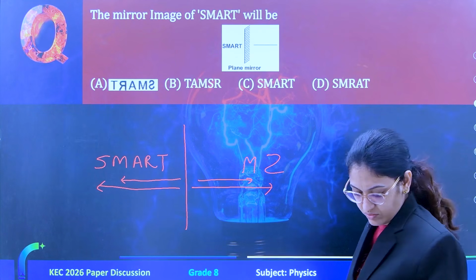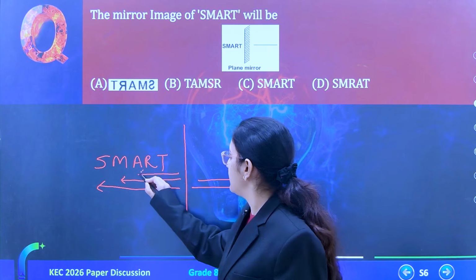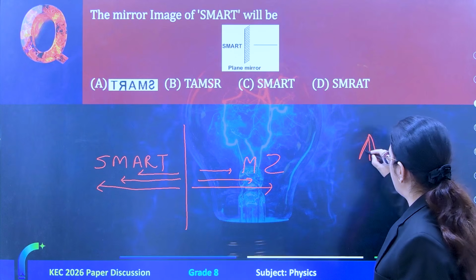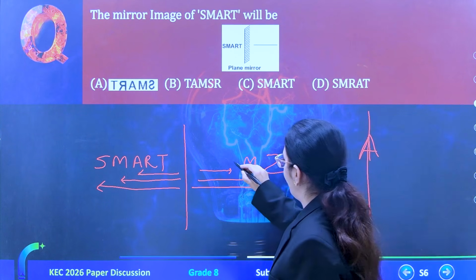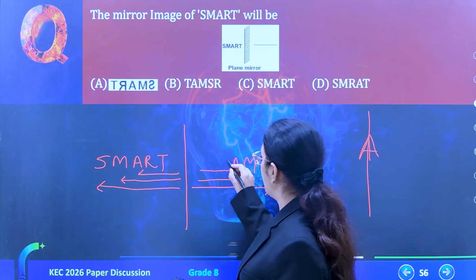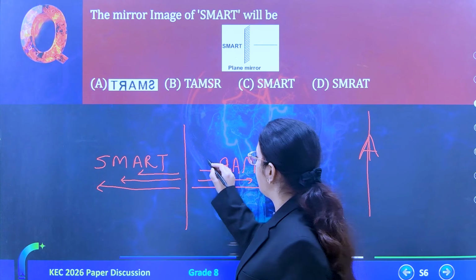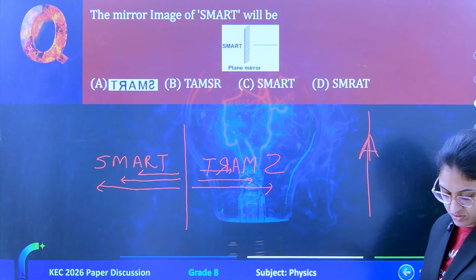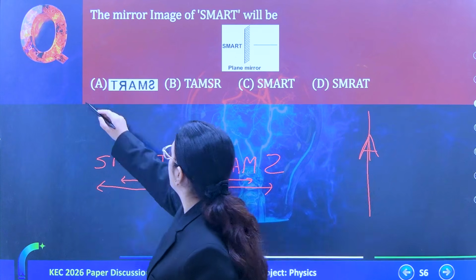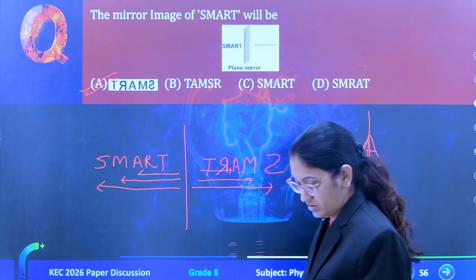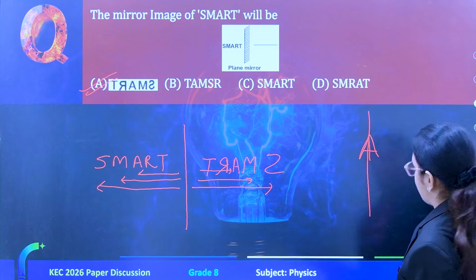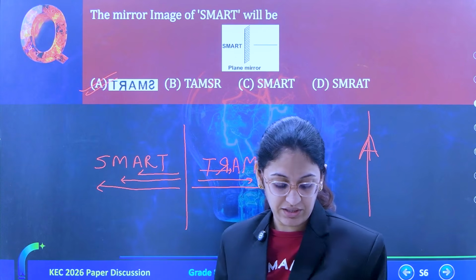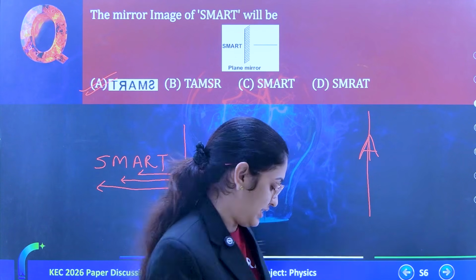Okay. Now A is here. So its image should be here. For A, left side and right side are same. So A will be same. Similarly R has lateral inversion and T is same. So which option? A. It is already marked. Can we go to the next question? Yes. Okay.